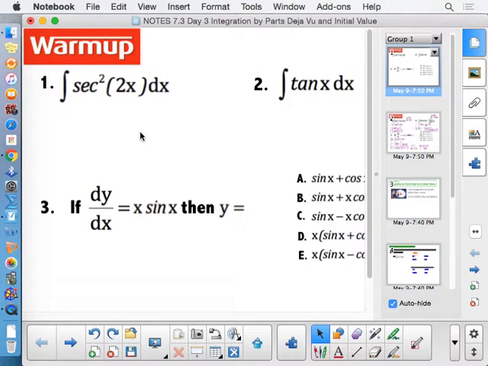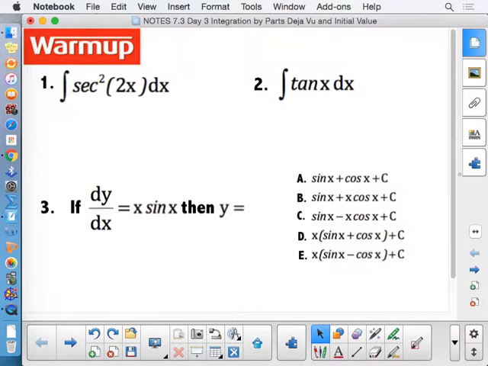This is the 7-3 day 3, integration by parts. We're also going to do some seeing how it applies twice, and then also working with some initial value problems. This is the warm-up, so at this point pause the video. The third one's multiple choice. Come back only after you've gotten them worked out yourself to check.